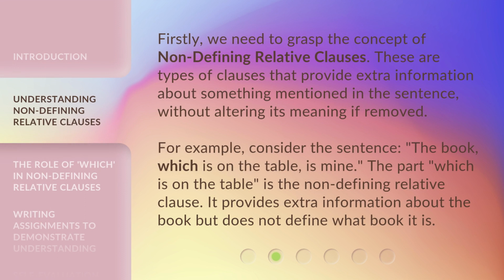Firstly, we need to grasp the concept of non-defining relative clauses. These are types of clauses that provide extra information about something mentioned in the sentence, without altering its meaning if removed. For example, consider the sentence, "The book, which is on the table, is mine." The part, which is on the table, is the non-defining relative clause. It provides extra information about the book but does not define what book it is.